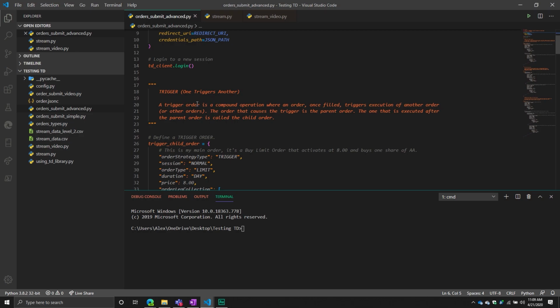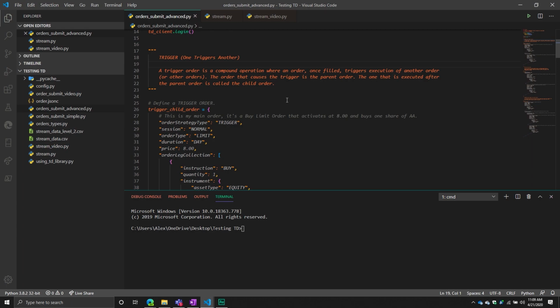The order that causes the trigger is the parent order. The one that is executed after the parent order is called the child order. This is really just my definition. So this was TD Ameritrade. This was me just kind of saying the way I think about it is you have a parent order, then you have a child order. So the parent order is the one that's doing the triggering. The child one is, hey, once it's been executed, what am I supposed to do?